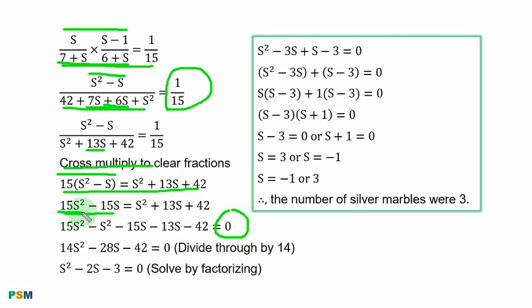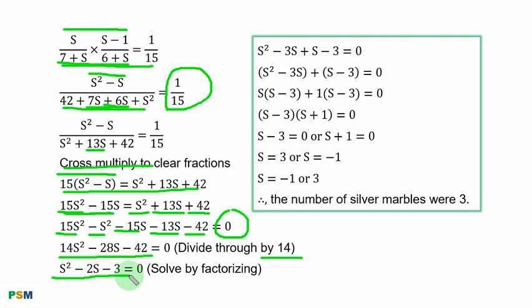So this term, you bring it down, you transfer this one, it becomes negative. You bring down this term, you have it here, you transfer this term, it becomes negative. You transfer plus 42, you have minus 42. Add like terms, you have these results. Divide through by 14, you have this quadratic equation. Let us solve by factorization.